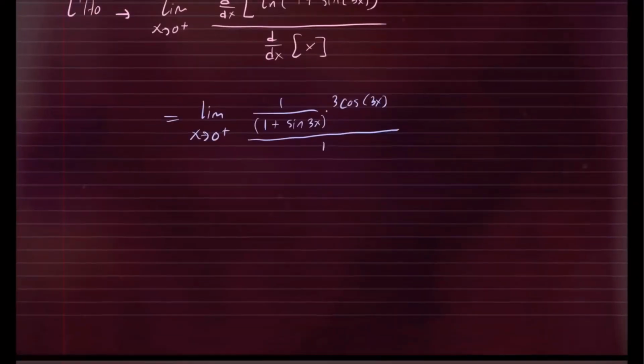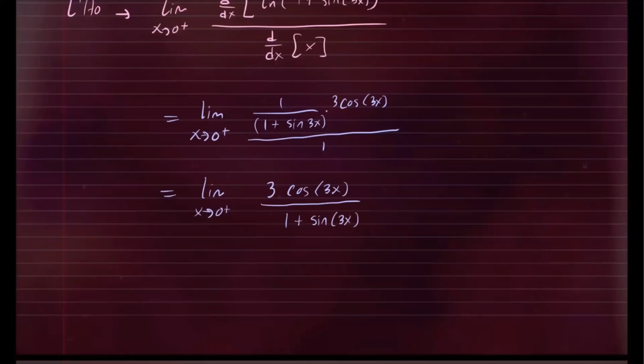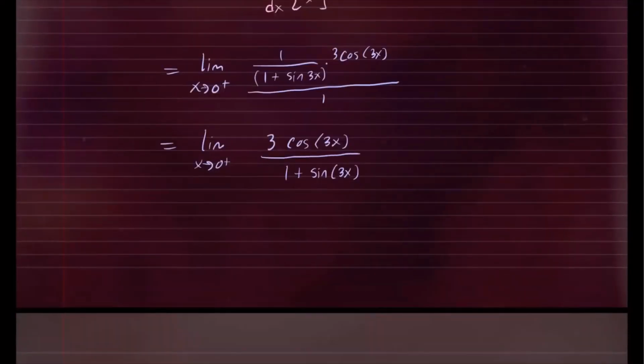And now just rewriting this before taking the limit, we have the limit as x approaches 0 from the right of 3 cosine 3x all over (1 plus sine of 3x). And now we can take the limit. So we do direct substitution, plug in 0 here, plug in 0 here. You'll have 3 on the numerator because cosine of 0 is 1 and sine of 0 is 0. So you'll have 1 on the denominator. So this limit is 3.